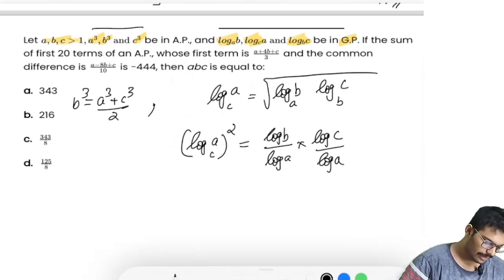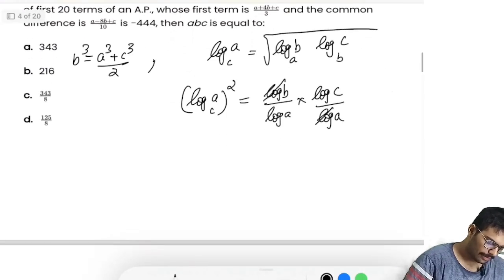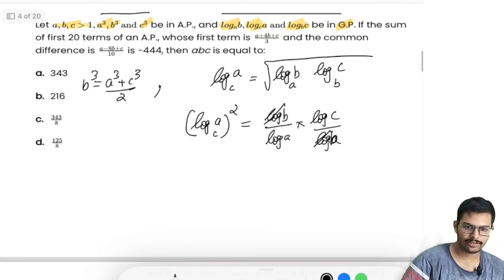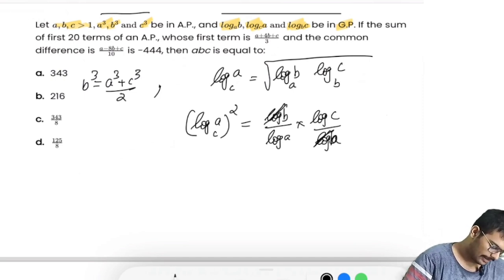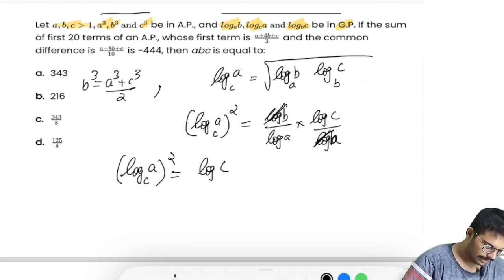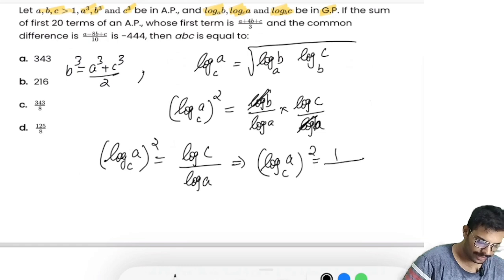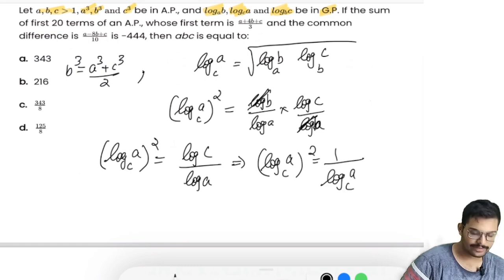Now log B cancels. This is log B C divided by log B. Log C to the base B will be log C divided by log B. So these two values will be cancelled. Log A to the base C the whole square equals log C divided by log A, or we can write log A to the base C the whole square equals 1 by log A to the base C.